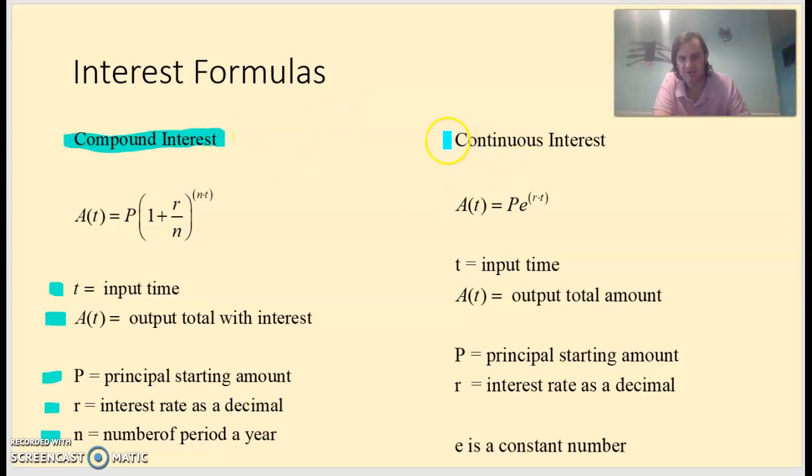Over here with the continuous interest, which is the other formula, it has some things you may not have seen before, but it's A of t equals P times e raised to the rt. Everything over here stands for the same thing. T is the input in time, usually in years. A is the output with the interest. Then P is the principal, the starting amount. R is the rate as a decimal. And this e here that you may or may not have seen before in your life is a constant number. It's on your calculator, just like pi. So if you need some help with the calculator, reach out to me.